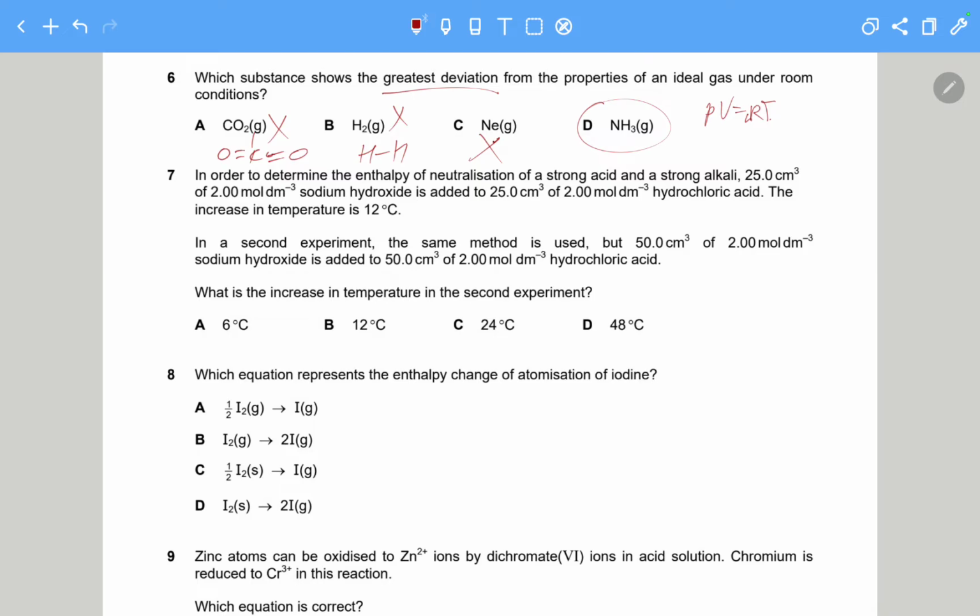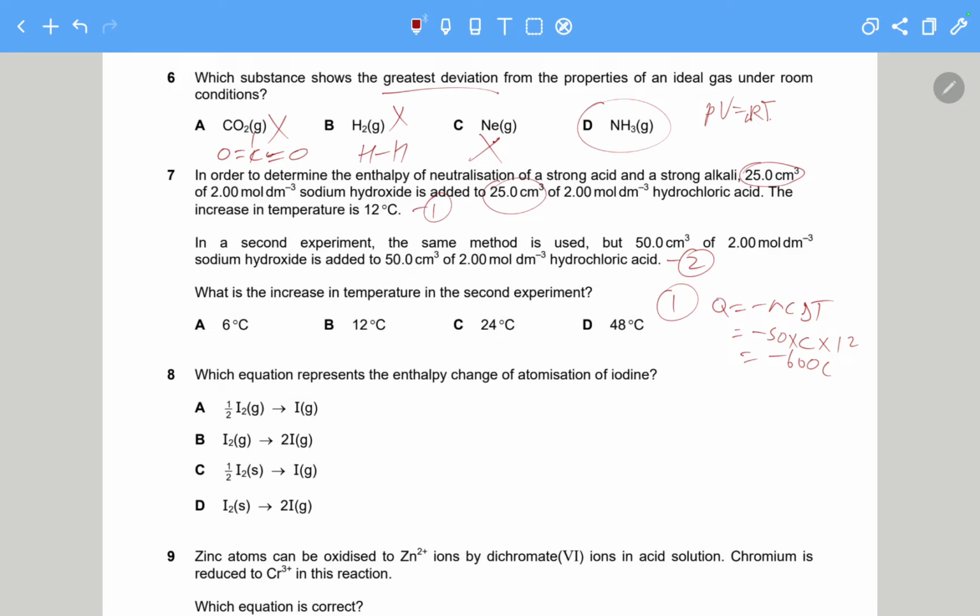In this one, we will use the formula Q equals minus mc delta T, and let's label this situation 1 and this situation 2. First, situation 1. Q equals minus mc delta T. M is the total volume, which is 50 cm3, because 25 cm3 of sodium hydroxide and 25 cm3 of hydrochloric acid. C is the specific heat capacity of water, but we will not use the value here because that's not important. So Q equals minus 50 times C, whatever it is, times delta T, which is 12 degrees Celsius. This comes out to be minus 600 C, right? Now let's calculate the Q per mole of NaOH or HCl.